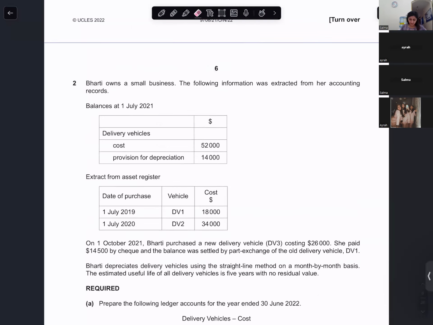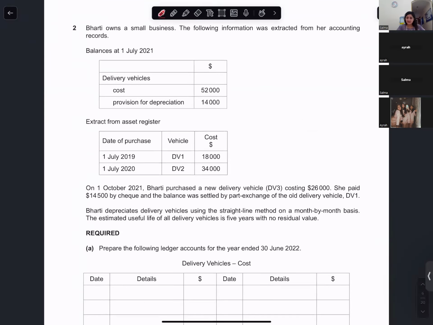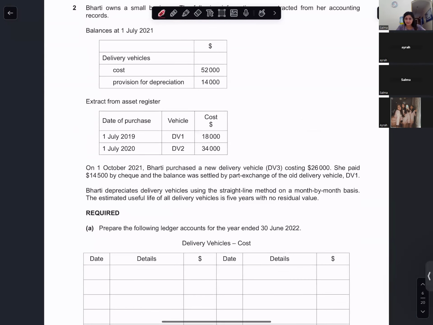So we are doing a sum of October, November 22, paper 21. The sum is for depreciation. And we are asked to make the asset account which is at cost. Apart from this, we are asked to make the provision for depreciation of the asset account. And your asset is delivery vehicle, correct? And the third thing that you're asked to make is the asset disposal account.